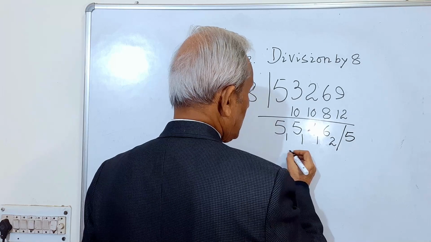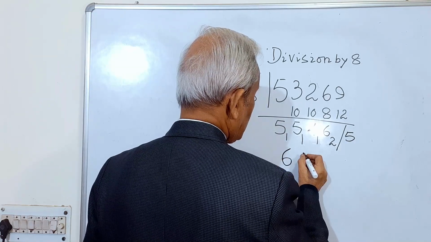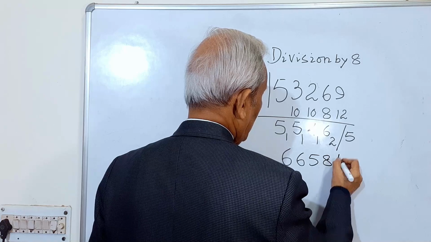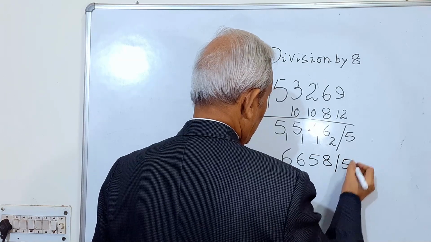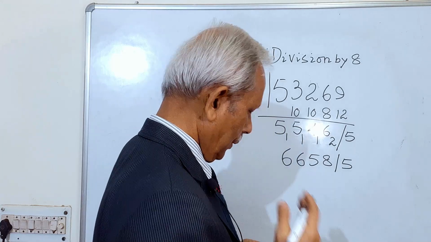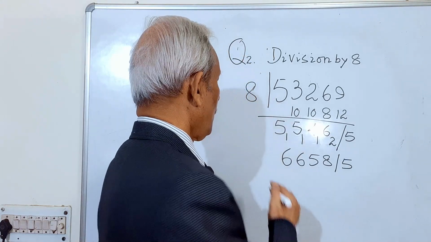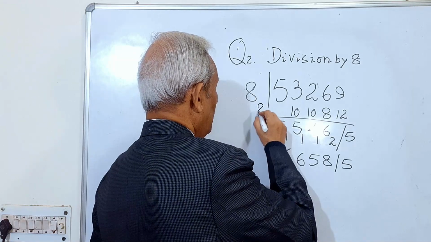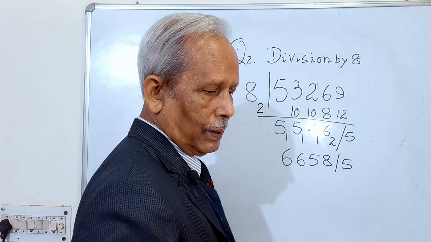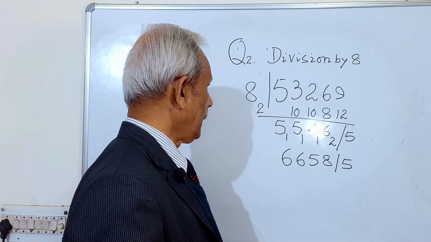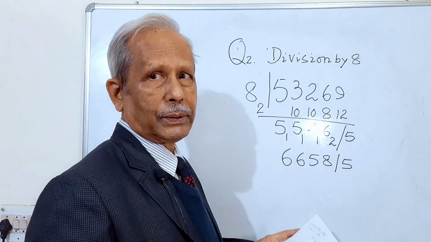So the answer is 66,585 divided by 8 is 6658, remainder 5. Well, things are quite simple. You have to just follow it and remember that there is 2 here. Remember, don't forget to write that, keep it in your mind and multiply accordingly, right?